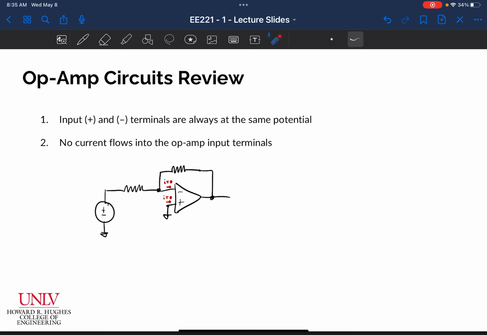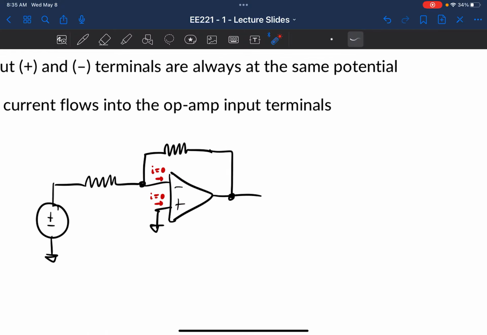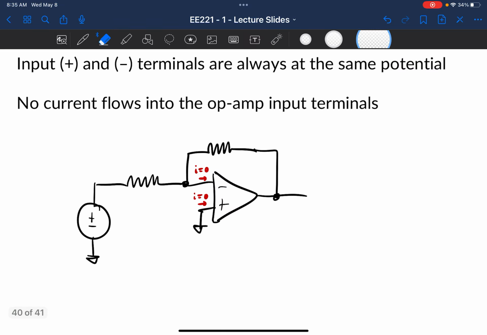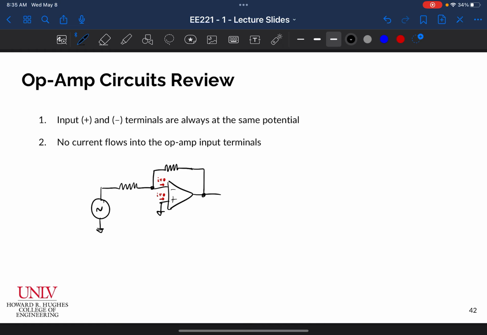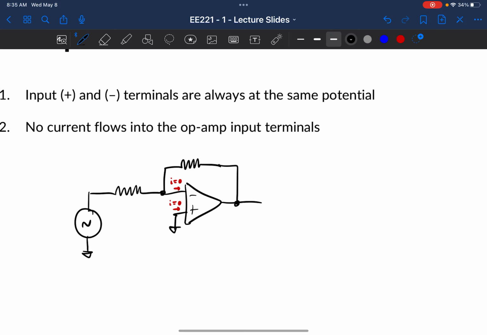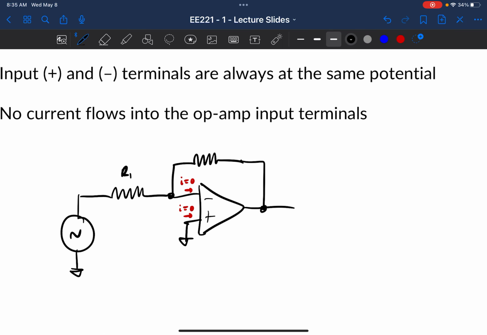All we have to do to analyze these in terms of AC circuits is that we don't have a DC source anymore. We're going to have an AC source. So in a circuit like this, I would get rid of my DC source and replace it with, say, an AC source. Okay? So let's just say I call this R1 and I call this R2. This will be V out of t, and this would be my V in of t, right?